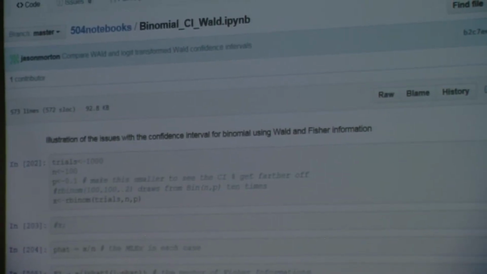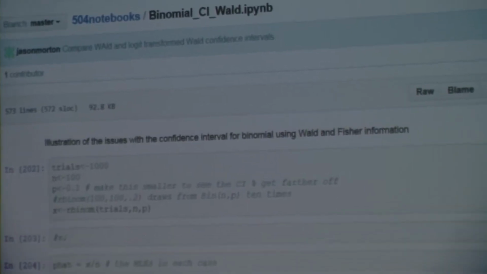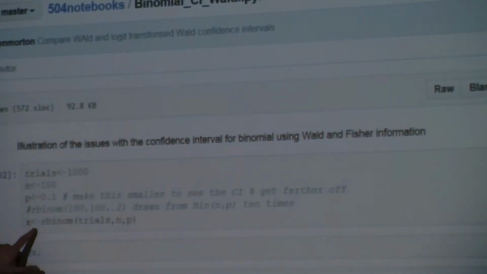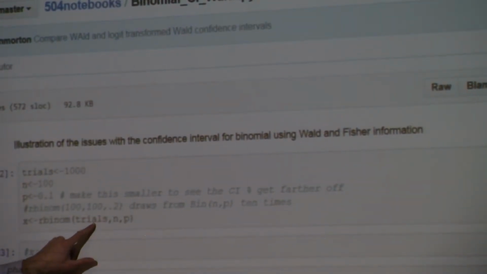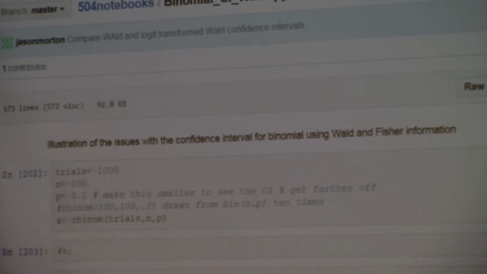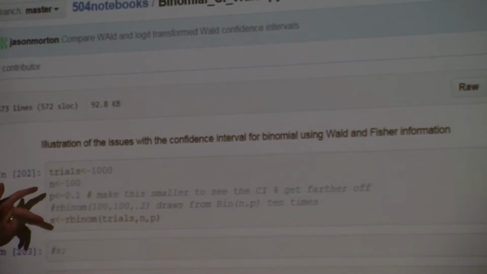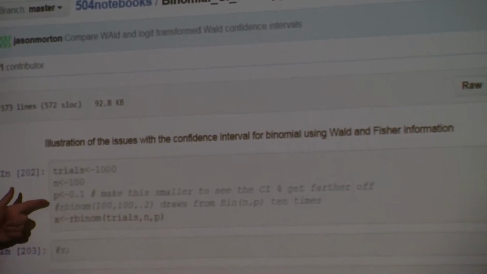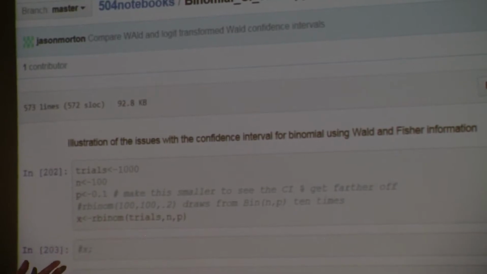Okay, so then I'm going to create a variable which just says, okay, do these 1,000 trials, get 1,000 people, have them each throw the dart 100 times with this probability. Okay, so the maximum likelihood estimator in this case is very simple. It's just the mean, the number of successes divided by the total. So we expect it to be around 10%, but it's going to be different for each trial, right?